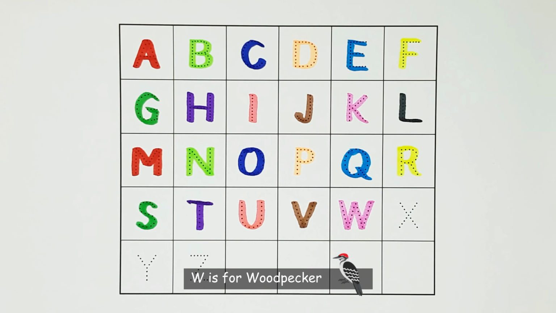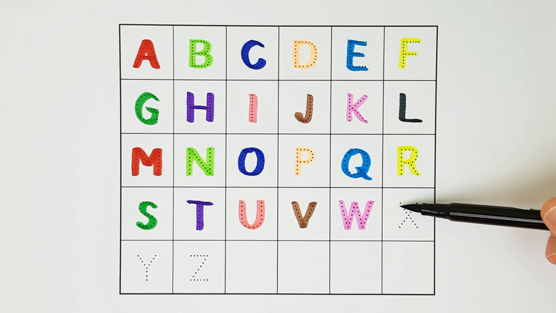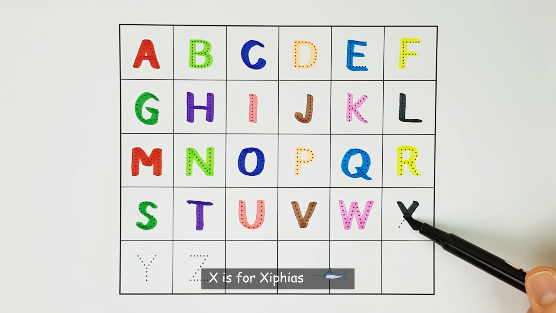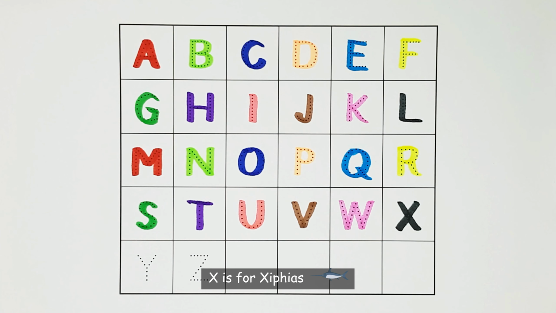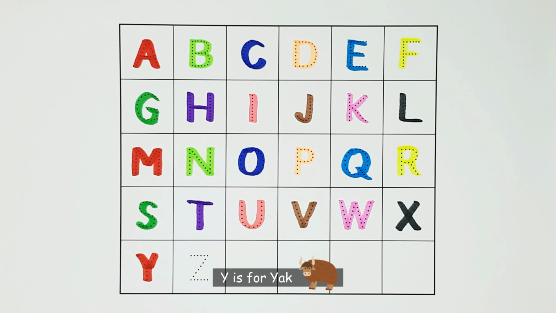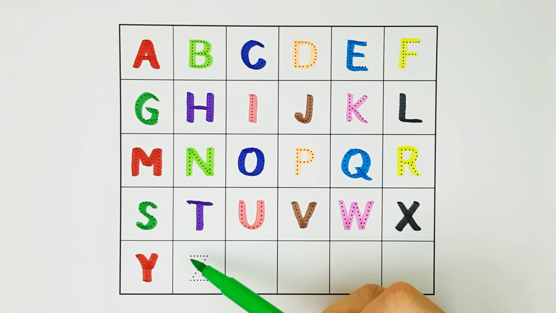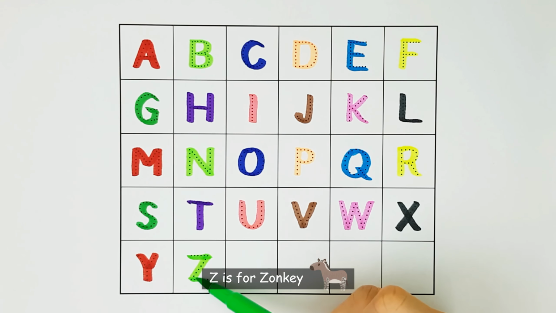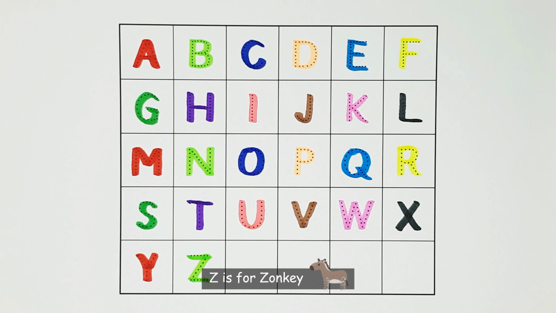W. W is for woodpecker. X. X is for zephyrs. Y. Y is for yak. Z. Z is for zonkey.